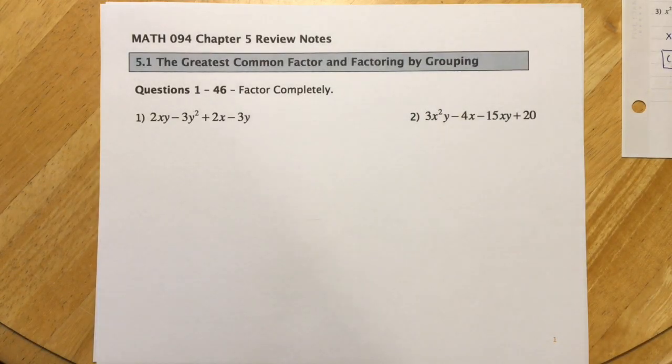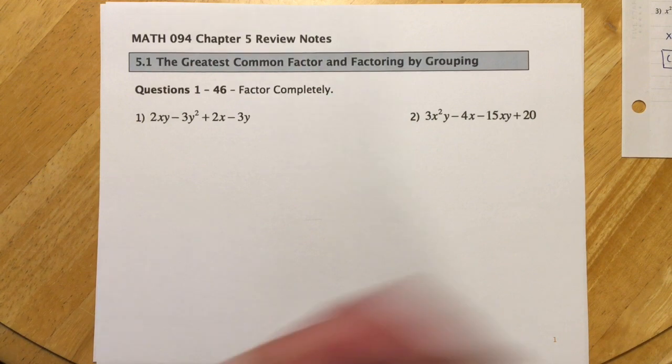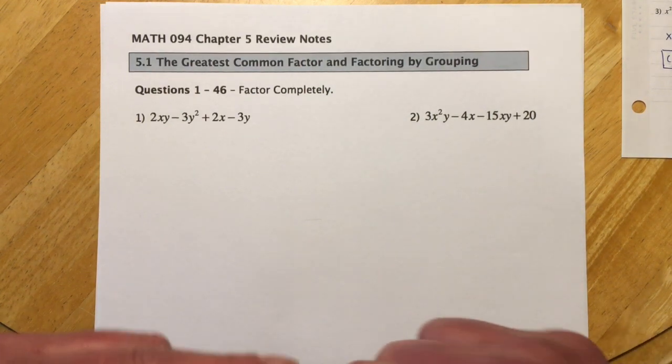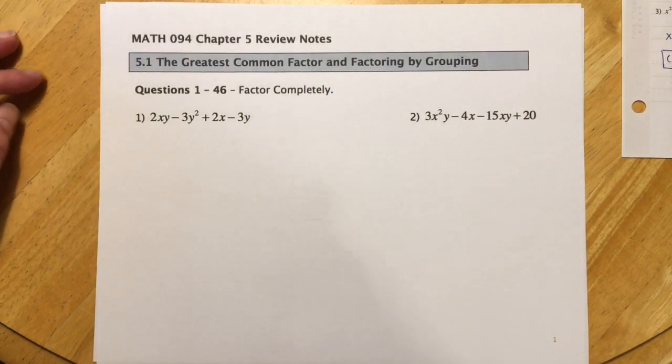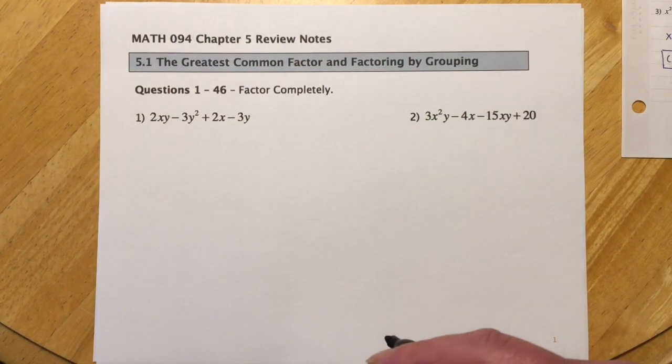Hey guys, so this is the 094 Exam 4 review video, all about factoring. So starting off in 5.1, greatest common factor and factor by grouping.